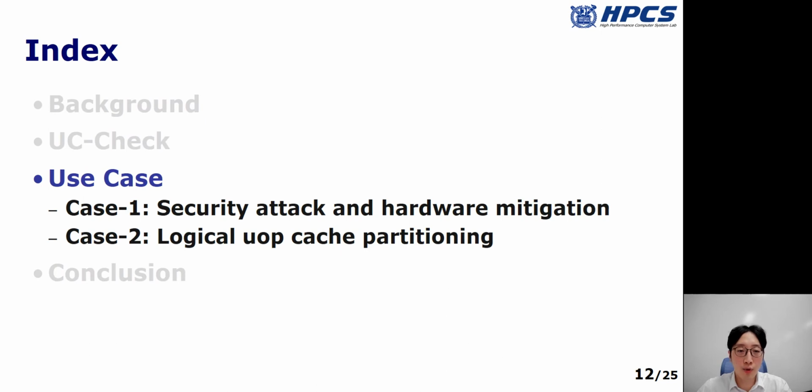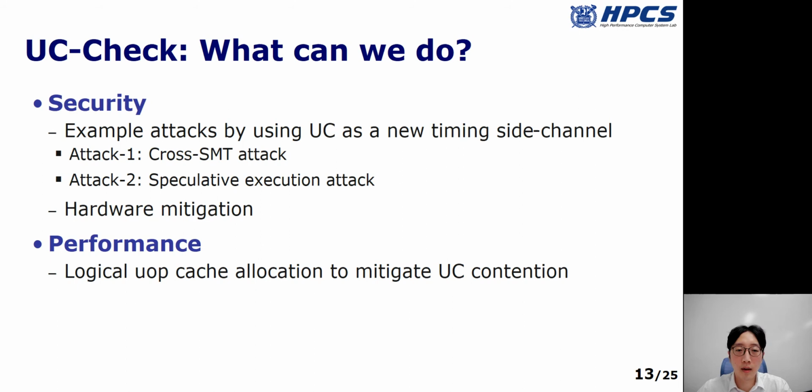Now I will provide two use cases with UC check. By using the extracted features, we analyze the security and performance implications of the microcache. For security, we first propose new side channel attacks using the microcache. Then, we also provide a hardware defense technique to mitigate these attacks. For performance, we propose logical microcache allocation to reduce the cache contention effects.